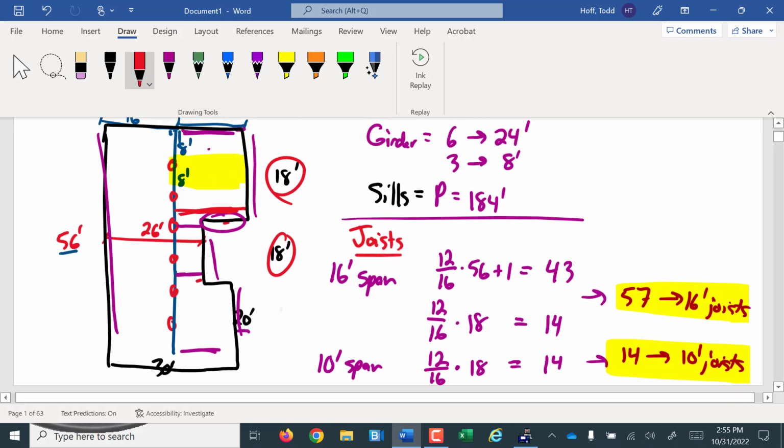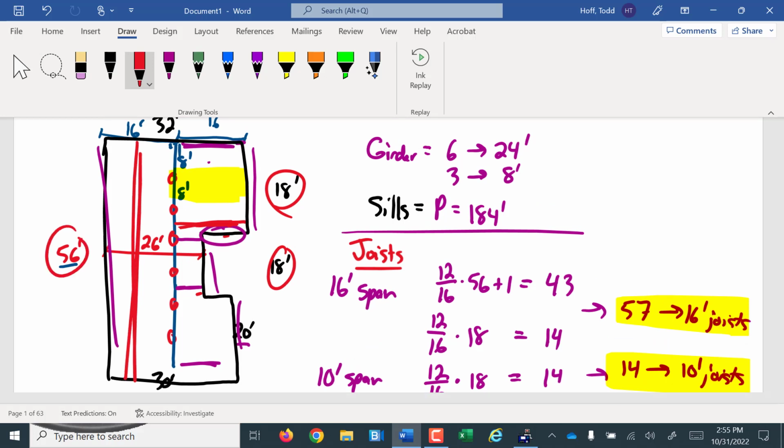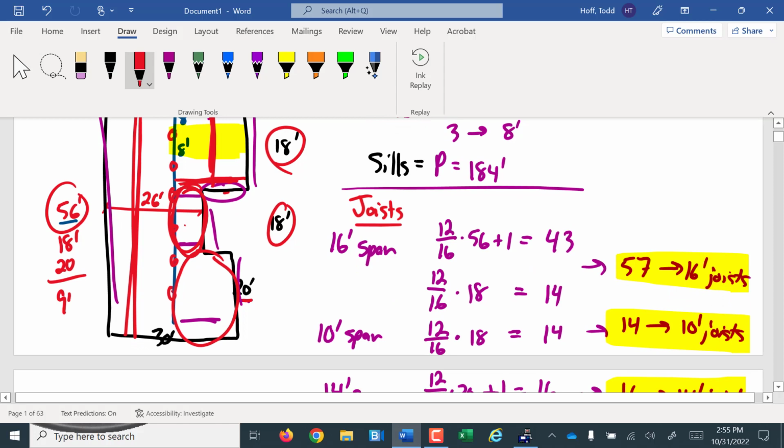For bridging, obviously this span is more than 10 foot. So that's 56 feet. This is more than 10 foot. That's another 18 feet. Is this more than 10 foot? It's exactly 10 foot, right? So that one we're not going to need, but this is more than 10 foot, so that's another 20 feet. So if we add that all up, is that 94 feet of run that needs bridging?